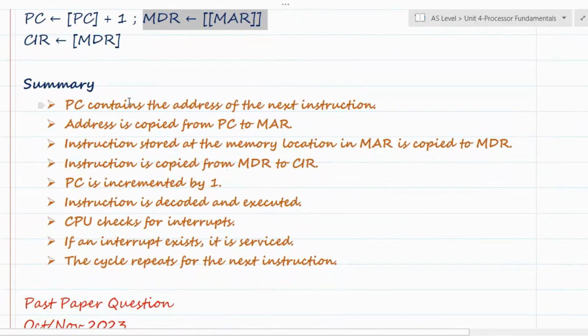sometimes they do ask a question about the complete fetch decode execute cycle. So you may write all these pointers. PC contains the address of the next instruction. Address is copied from PC to MAR. Instruction stored at the memory location in MAR is copied to MDR. Instruction is copied from MDR to CIR. PC is incremented by 1. Instruction is decoded and executed. CPU checks for interrupts. If an interrupt exists, it is serviced, and the cycle repeats for the next instruction. So this is the whole summary.